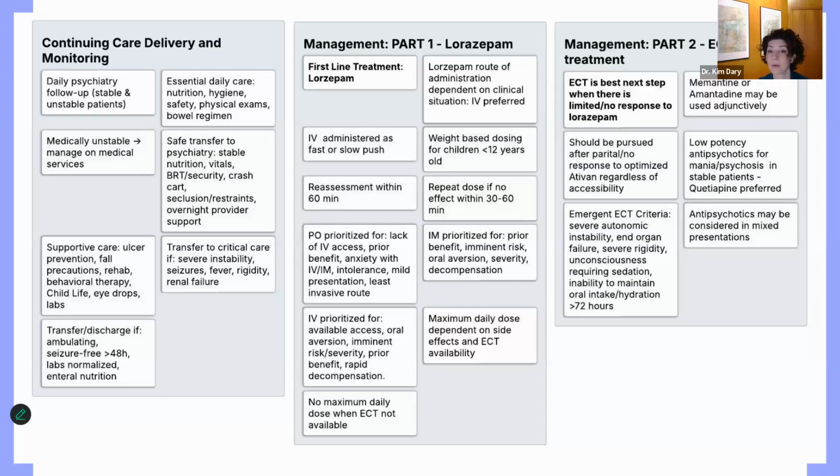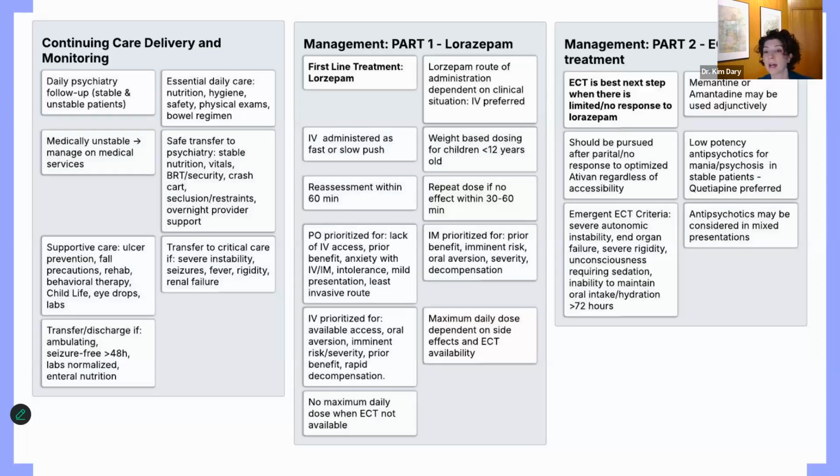ECT is the next best step when there is limited or no response to lorazepam. It should be pursued regardless of accessibility. And this statement was put in as part of advocacy towards access for ECT for children. Emergent ECT is needed if there's significant autonomic instability and organ failure, severe rigidity, unconsciousness. And as Dr. Stolte had said, there is a consideration for low potency antipsychotics.